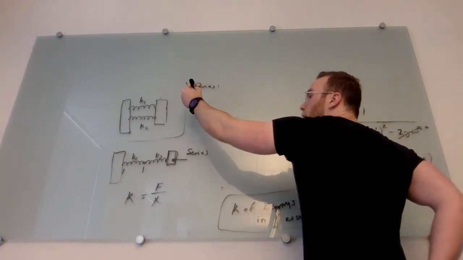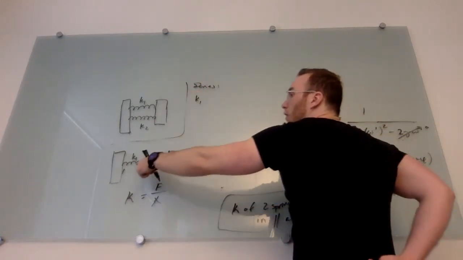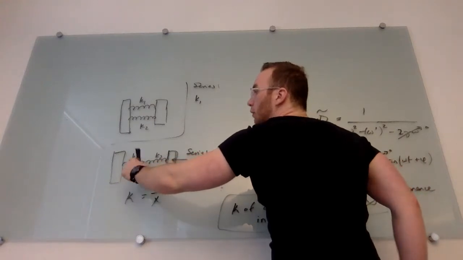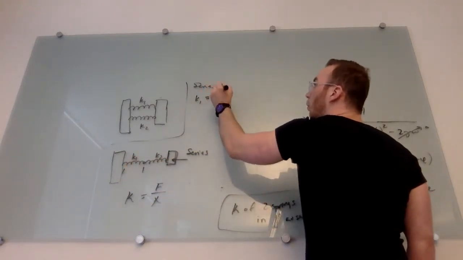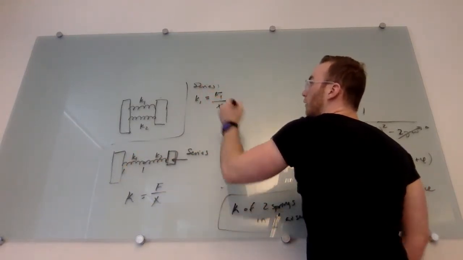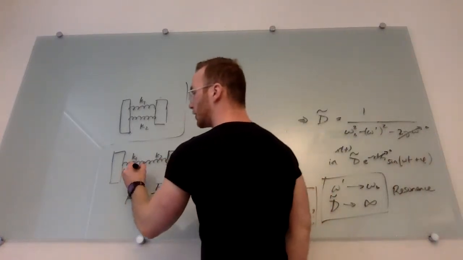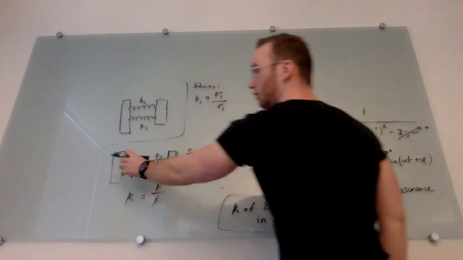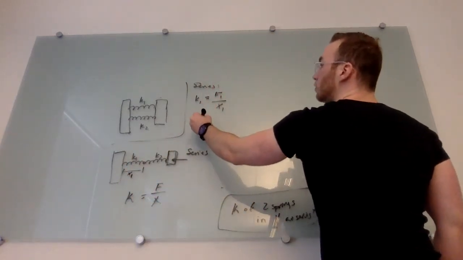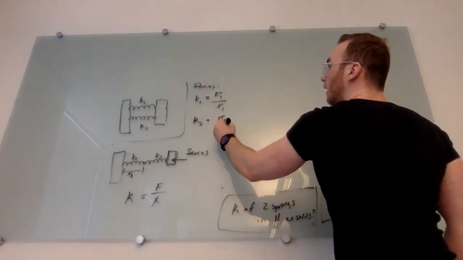Then K1, well, how can I define what K1 equals? K1 must be equal to F1 over X1, right? I'm just writing this for the one spring. X1 is just the amount that it changes by. And of course, K2 is the same as F2 over X2.